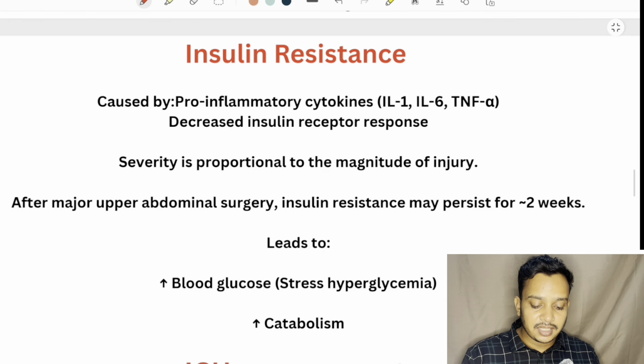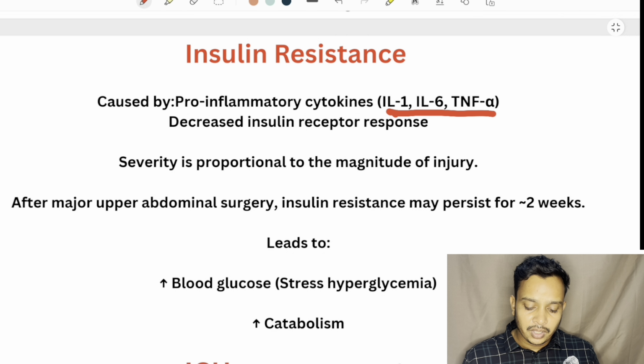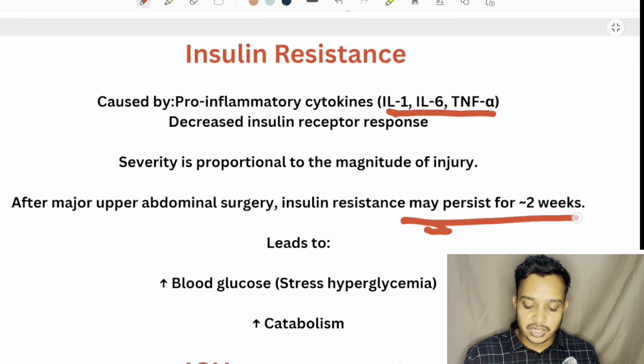As I discussed in the beginning, in the hypermetabolic state the body is in a state of insulin resistance, predominantly mediated by IL-1, IL-6, and TNF alpha. The severity is proportional to the magnitude of injury, that is, a graded response. Suppose there is an upper abdominal major surgery, such as a pre-pyloric perforation where the patient underwent perforation repair or Graham's repair. The patient might land up with insulin resistance.